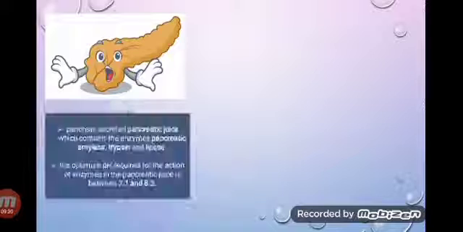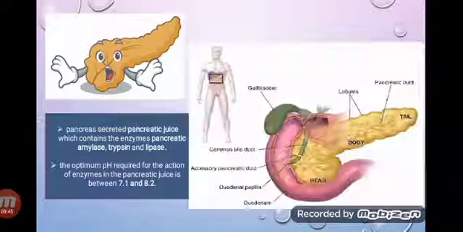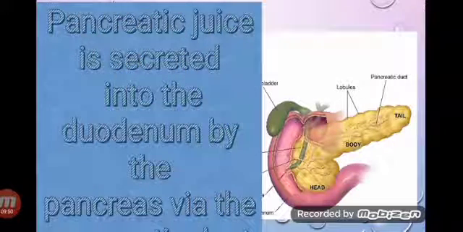Pancreas. The pancreas secretes pancreatic juice, which contains the enzymes pancreatic amylase, trypsin, and lipase. The optimum pH required for the action of the enzymes in the pancreatic juice is between 7.1 and 8.2. Pancreatic juice is secreted into the duodenum by the pancreas via the pancreatic duct.